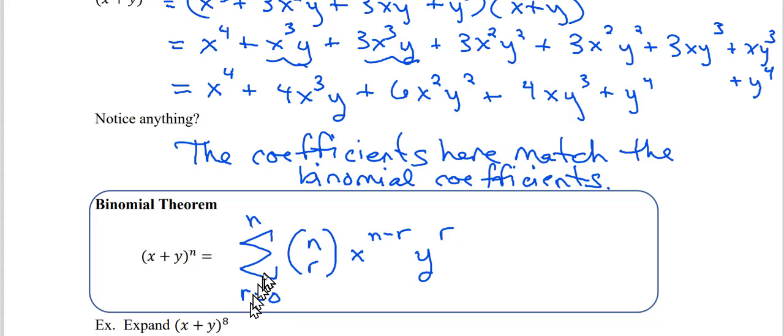Notice that as r increases by 1, up to r equals 1, we now get n minus 1. So the exponent on x decreases by 1, and it increases on the y. And that pattern continues. The exponents on x decrease, the exponents on y increase. The binomial coefficient here gives us the number that goes in front.